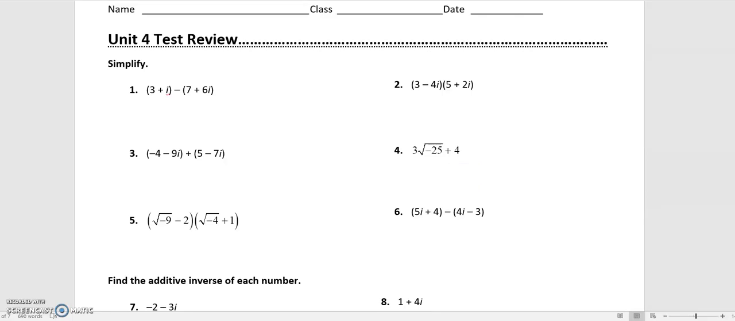Hello everyone, today we will be doing the Unit 4 review. I'll try to keep it as quick as possible. It's not a very long unit, but it does have a lot of skills that you've got to make sure that you know. So in this top section, it just says simplify.